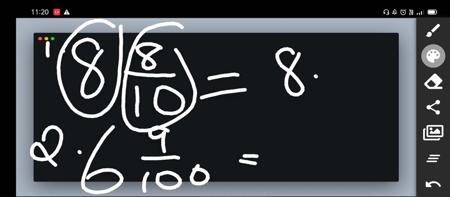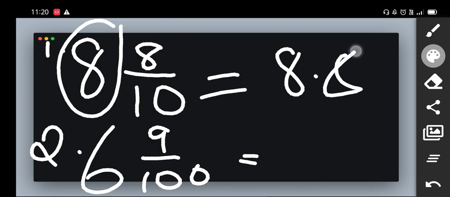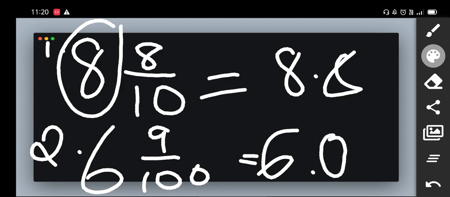Now our next number is 6 and 9 upon 100. So you got the whole number 6, point. Now how many zeros? 2, but the digit is 1. So what you have to do? Instead of that, 0, 1 zero will come over here and 9. 6.09. So that's how you solve a mixed number into a decimal number.